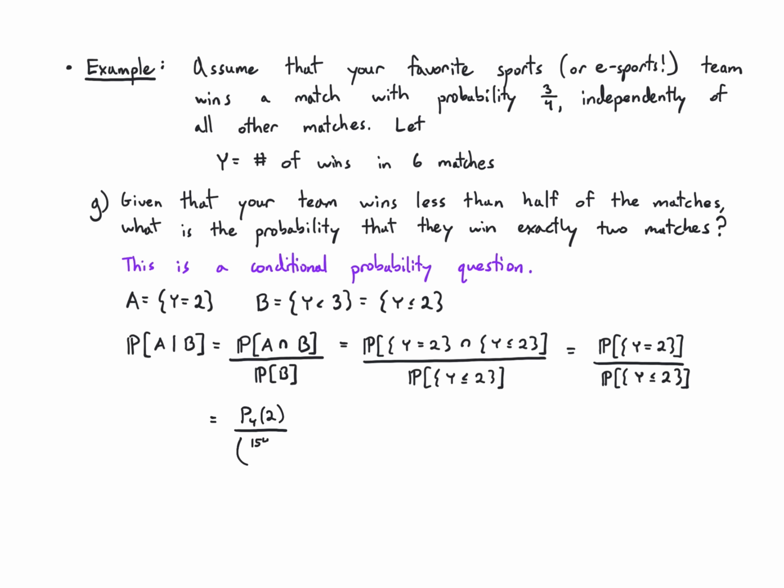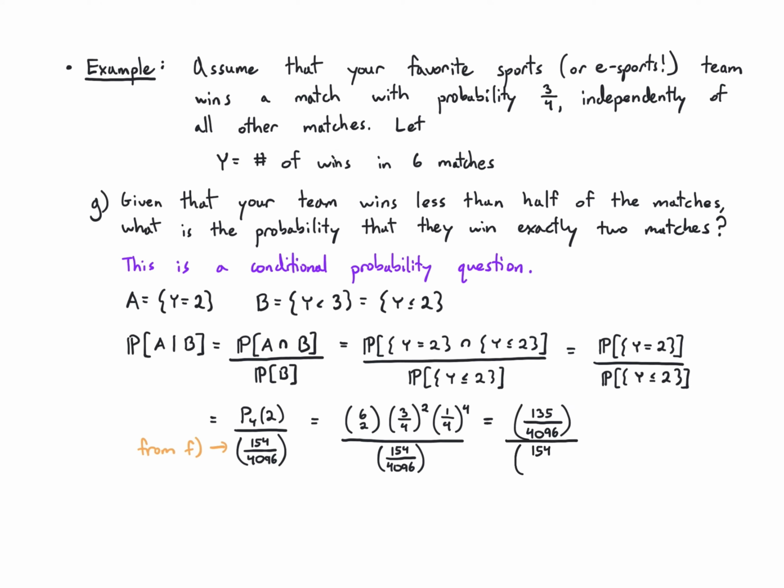And on the bottom, I actually know the answer to this. I just worked it out on the previous slide. That was my previous calculation. On the top, I'm just getting 6 choose 2 times 3/4 to the 2 times 1/4 to the 4. The reason I have that is just plugging into the definition of the binomial PMF. I have to go back a little bit to see that. I keep this fraction on the bottom. If you work out the top, you're going to get 135 over 4,096. Keep the bottom the same. Denominators are going to cancel out. I get 135 over 154. So it's pretty likely that I'll see exactly 2 matches if I know they're going to win less than half.